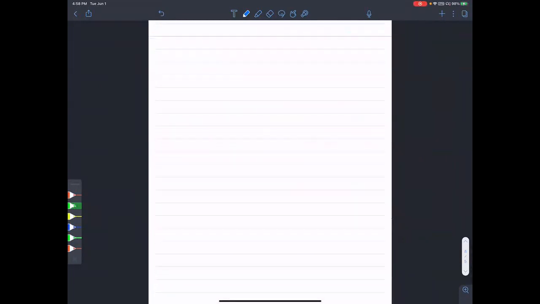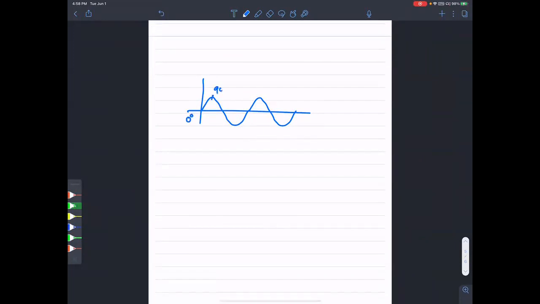If you remember, the sine wave looks like this. It starts at 0. Sine 0 is 0. Sine 45 is 1 over square root of 2. Sine 30 is half. You get the idea, right? So sine 0 degrees is 0. Sine 90 degrees is that guy. And sine 180 degrees, you get the idea. So this is 180 degrees, and this is 360 degrees.